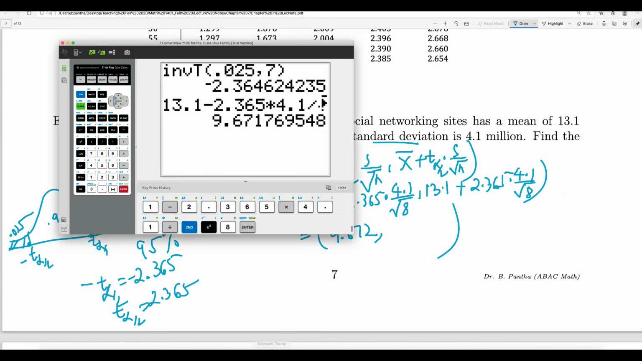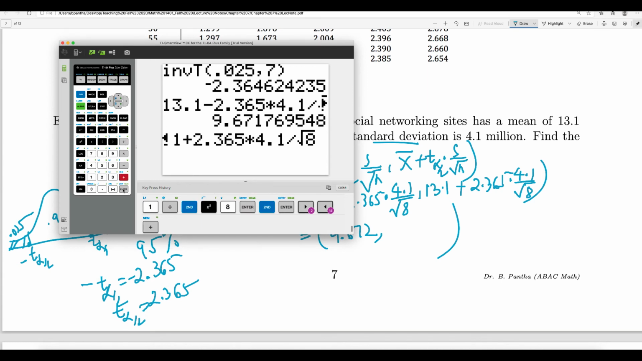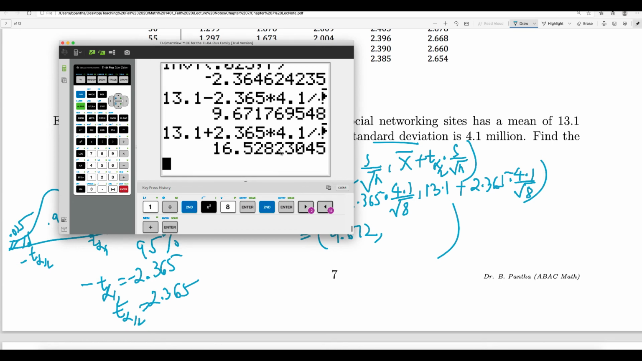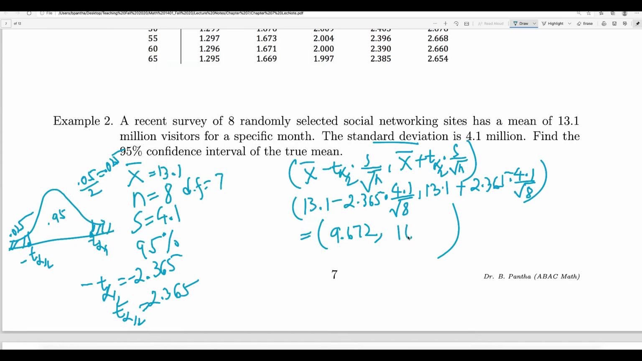What I will do is I will just press second and then enter, which will copy everything. Now I want to move the cursor to the minus and make it plus. If you do that, that is 16.528. That's what you do.